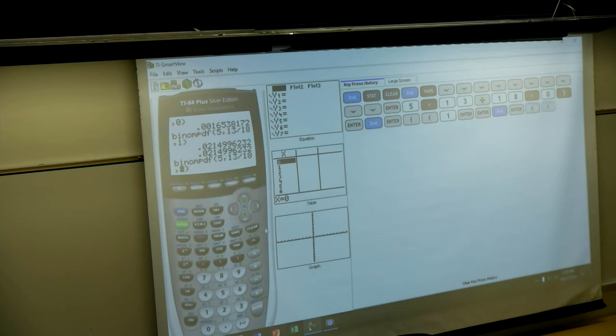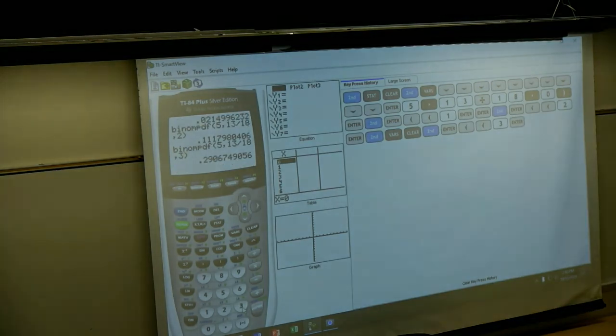If I enter 2, what should we expect to get? 0.1118. What did we get over there? 0.1118. And one more, just to top it off. 0.2907.